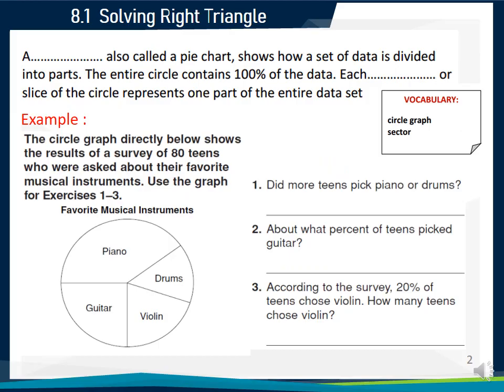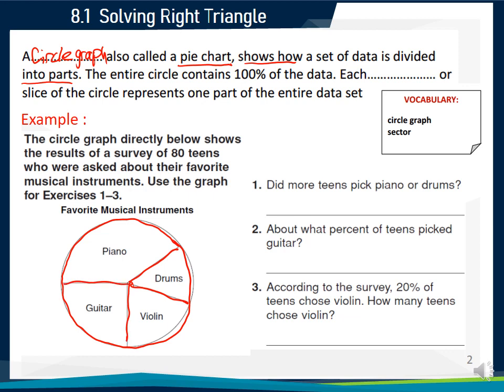First of all, a circle graph is also called a pie chart. It looks just like a pie chart. It shows how a set of data is divided into parts. How can we divide one data set into parts? For example, this one is a circle graph. How can we divide this circle graph into parts? Here we have some parts.